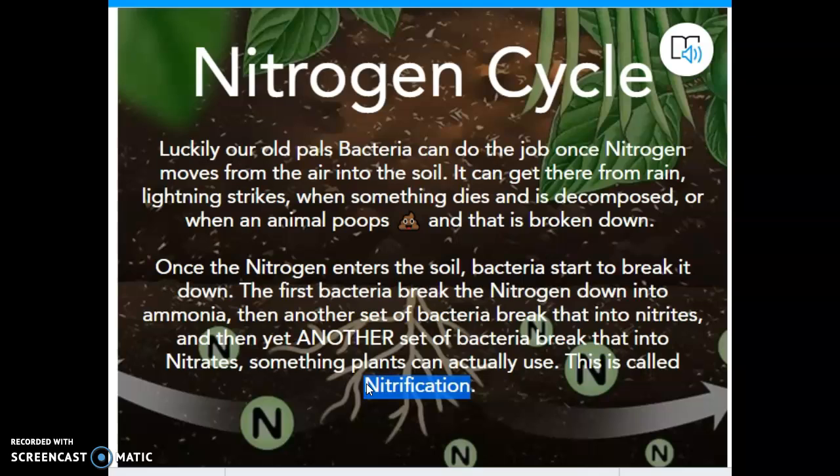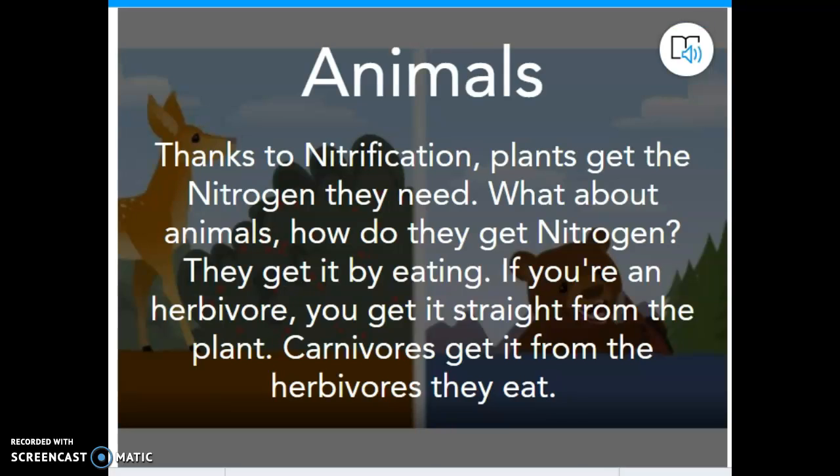So now we finally have a form of nitrogen that plants can use. So they absorb the nitrates through their roots, and they're able to get nitrogen inside of them. Now, we all know that once nitrogen is in the plants, they are able to use it. But how does that nitrogen get into, let's even say, me or into another animal? Well, from one of two ways.